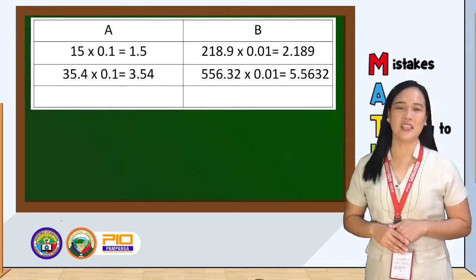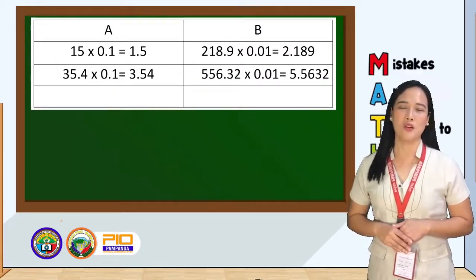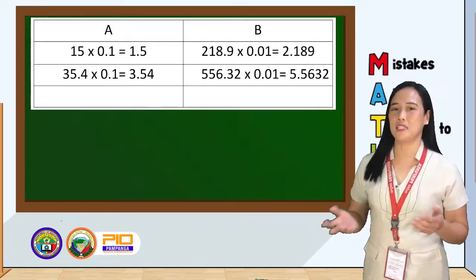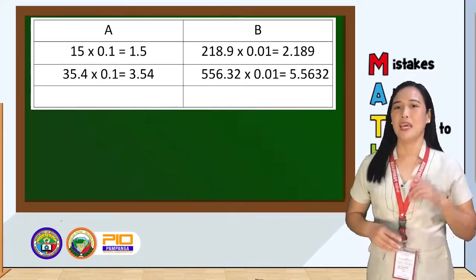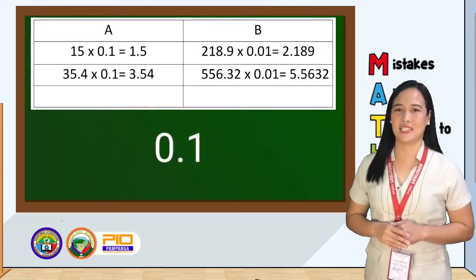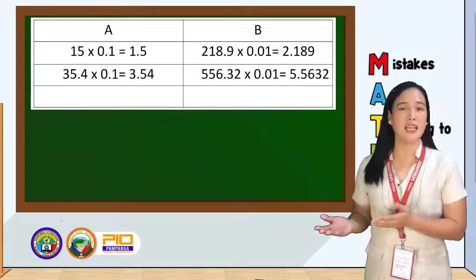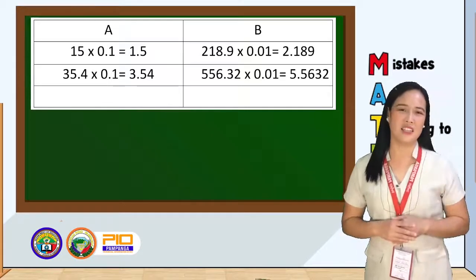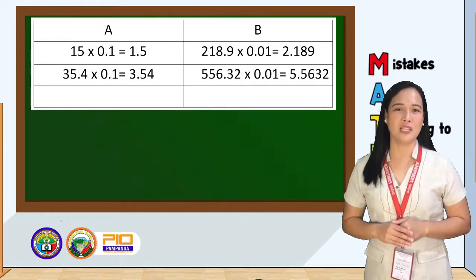Let us study the given equations. Let us have first equation A. What have you noticed in the equations in column A? Yes, our multiplier is tenths. Did we change any digit between multiplicand and product? Yes, we haven't changed any digit. The only difference is the position of the decimal point.